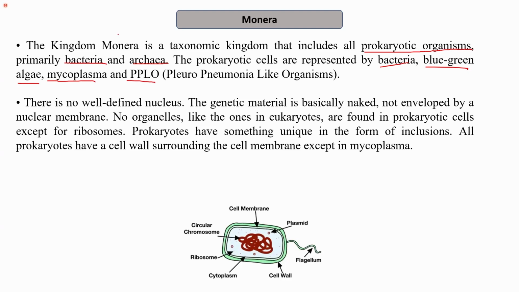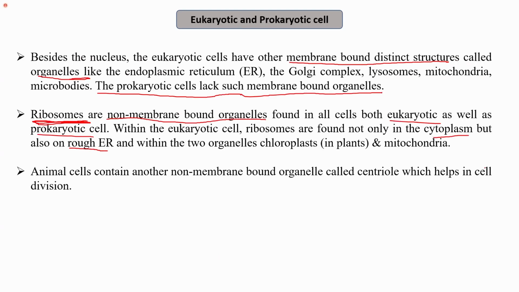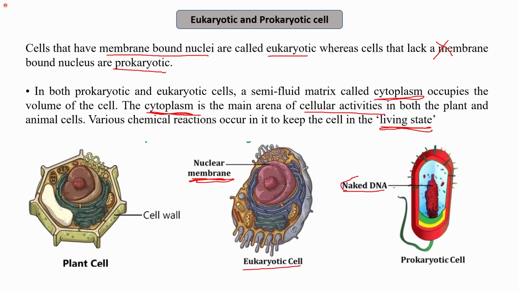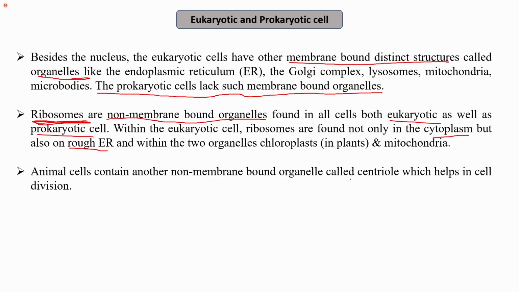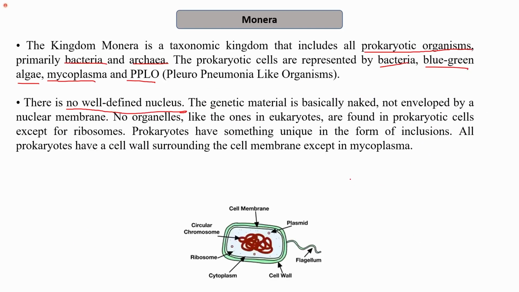So we know that since Monera includes prokaryotic cells, there will be no well-defined nucleus. The nucleus will be absent. DNA is present in the naked form. That is why they have naked DNA, where the DNA is lying freely in the cytoplasm without any membrane. So basically, the genetic material is naked, not enveloped by a nuclear membrane. So no nuclear membrane is present.